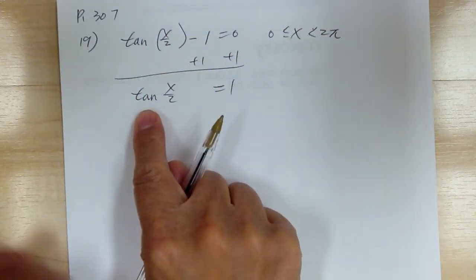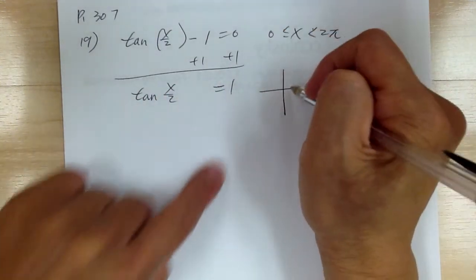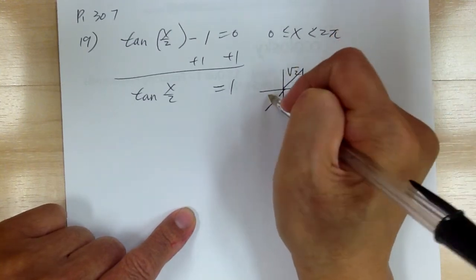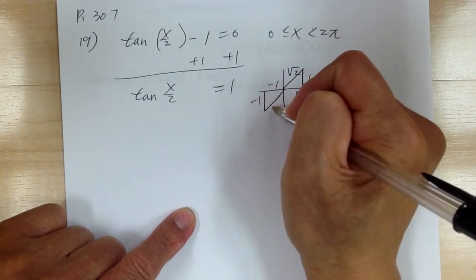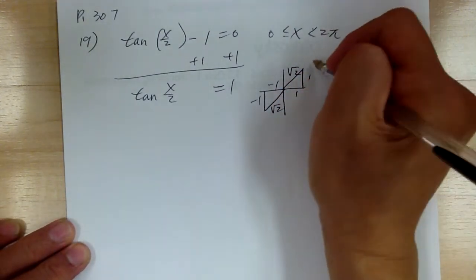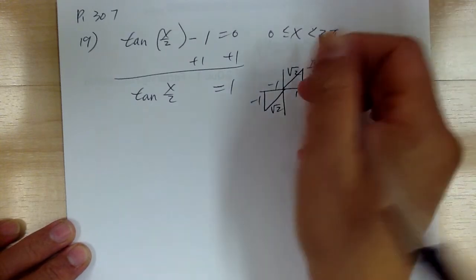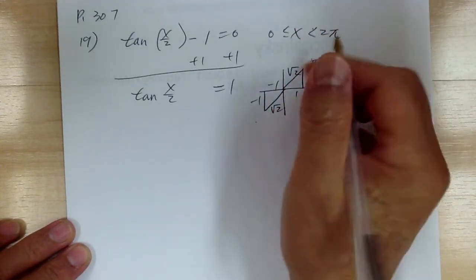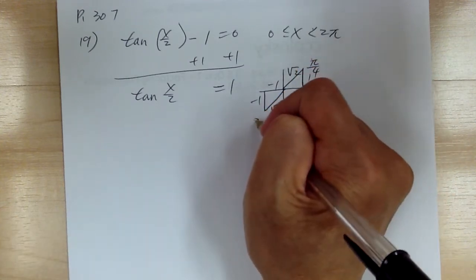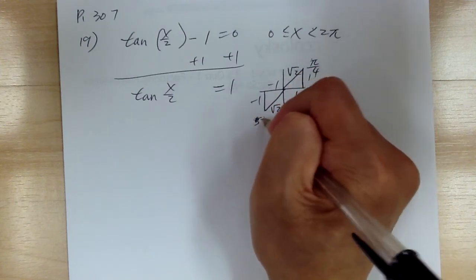So now you have to get rid of the tangent. Okay, so draw your picture. So tangent is equal to 1. It's going to be over here, or it's going to be over here. Okay, so that's your tangent 1. So this is going to be equal to pi over 4, and this is going to be equal to 5 pi over 4.